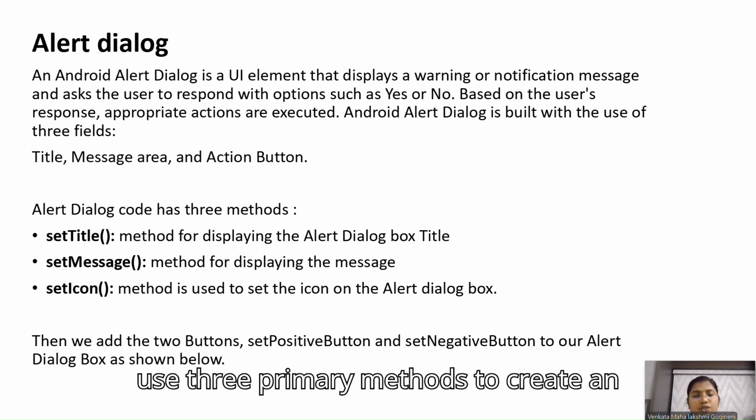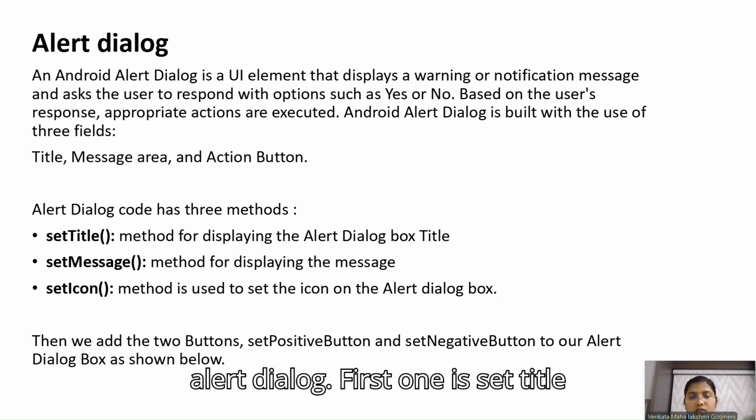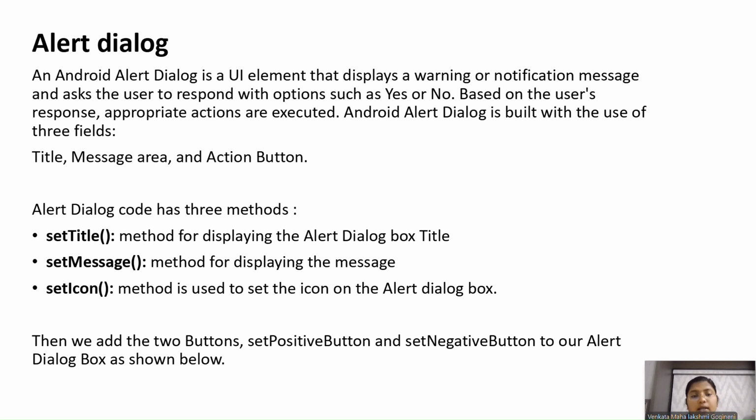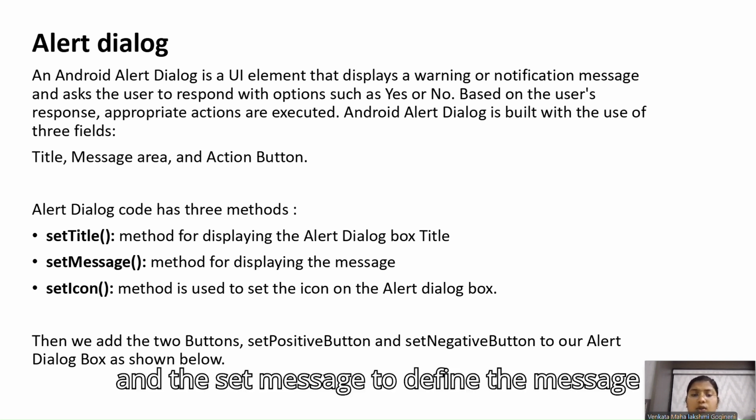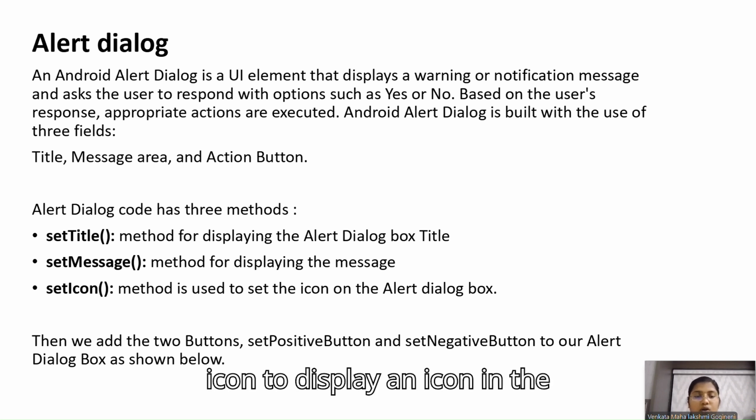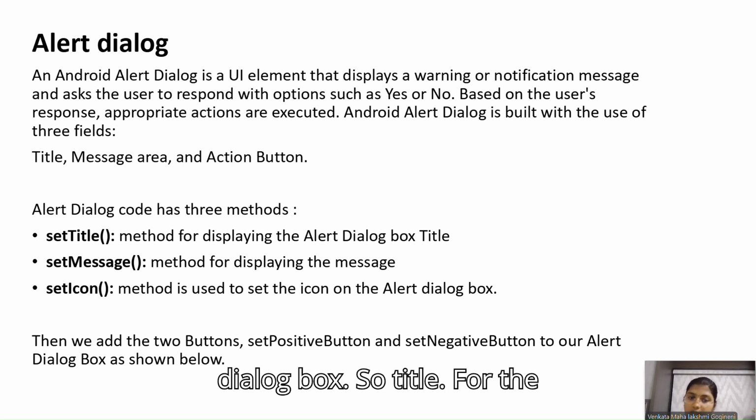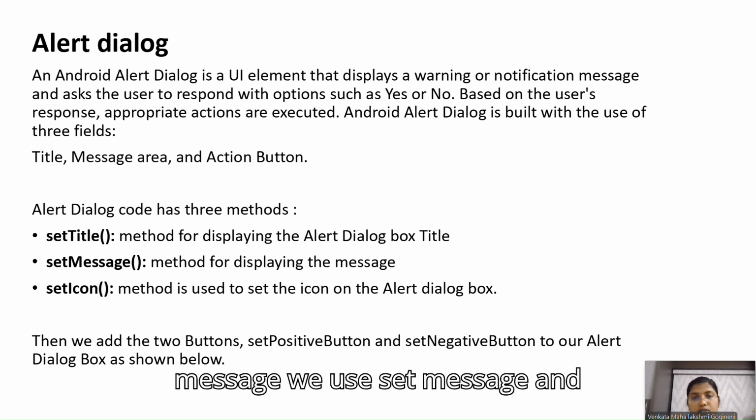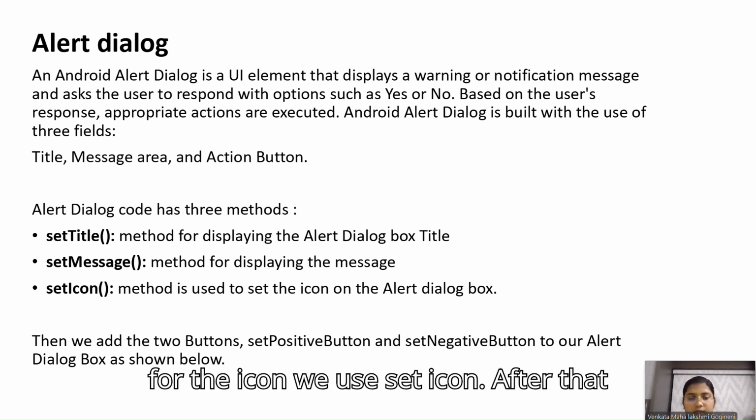In Android, we use three primary methods to create an alert dialog. The first is setTitle, to set the title of the dialog box, then setMessage, to define the message you want to show the user, and setIcon, to display an icon in the dialog box. So for the title we use setTitle, for the message we use setMessage, and for the icon we use setIcon.